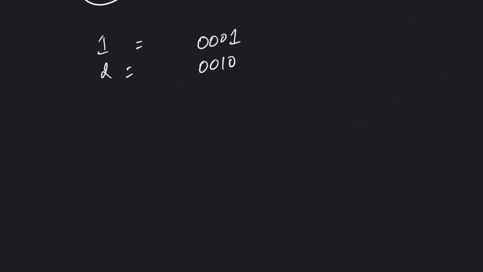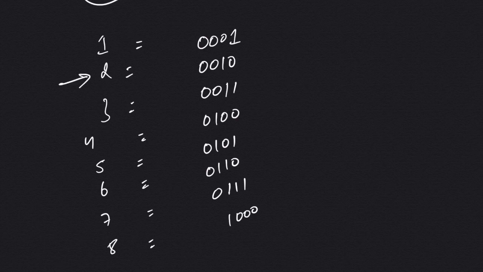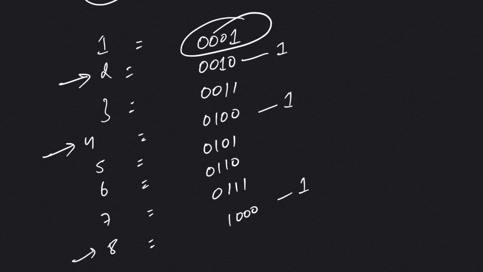Let's see a binary representation of every number till 8. And if you take out all the numbers which are power of 2, that is 2, 4 and 8, and if you count the number of ones in all these numbers, it is 1. So all these numbers contain only 1.